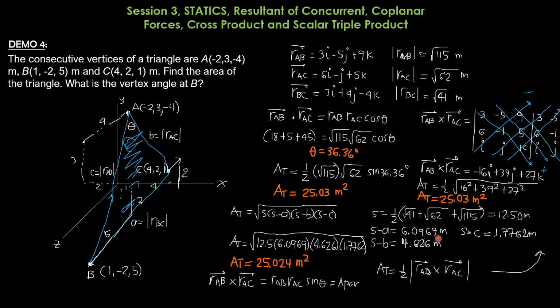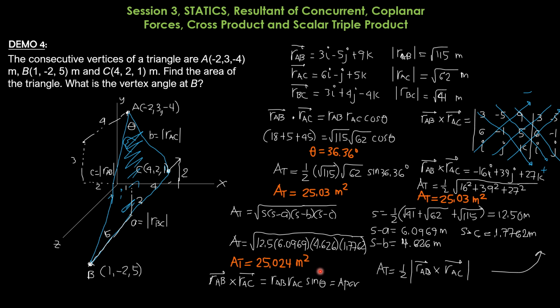Then S minus B is 12.5 minus square root of 62, that's 4.626 meters. Then S minus C is 12.5 minus square root of 115, 1.7762 meters. Substitute into the formula, we will get area of triangle 25.024 square meters. So they are practically equal. It's because of rounding off values.